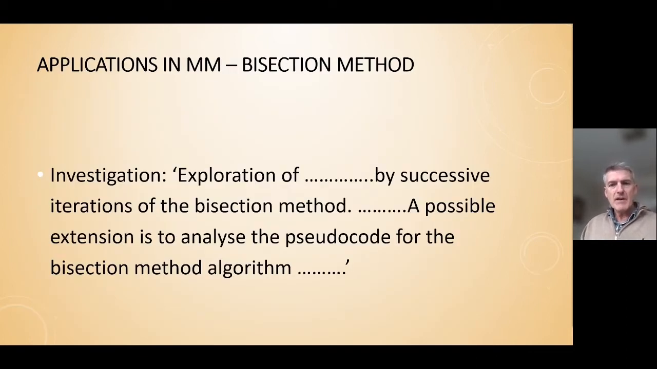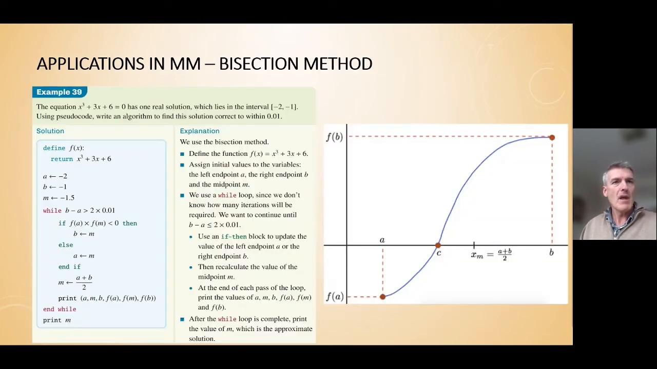Looking at the bisection method, right through the methods courses 11 and 12, we have an example here from the investigation, the exploration by successive iterations of the bisection method. A possible extension is to analyse the pseudocode for the bisection method algorithm. And an example here of how the bisection method might be applied. So on the left, some pseudocode to continually update the m value, which is the average of the a and b. So we close in on the root of the function or the x-intercept on the graph.